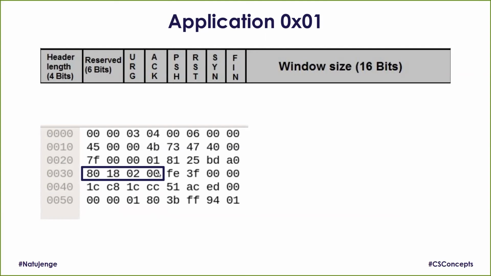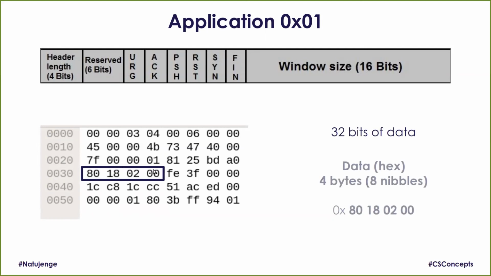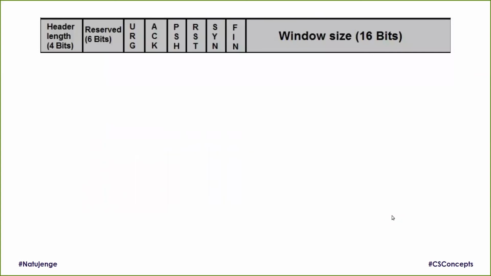When I capture the network trace, these are 32 bits of data, and they're represented as nibbles: 80180200. We already know that 80 is a byte, 18 is a byte, 02 is a byte, and 00 is a byte. So let's break this down and decode it.